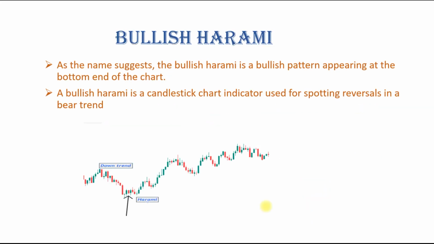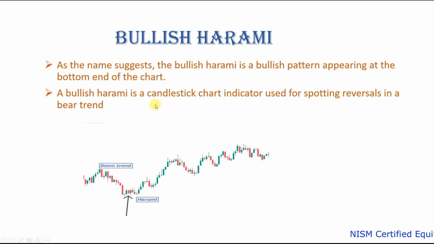Now, let's see what is bullish Harami. As the name suggests, the bullish Harami is a bullish pattern that appears at the bottom of the chart. It is very, very important that we find the bullish Harami pattern at the bottom of the chart, that is, at the bottom of the downtrend. The price is continuously falling here and all are red candles, and we have to find the Harami at the bottom, that is, at the support.